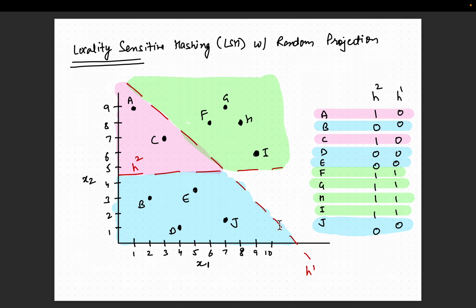Now, what do you think we will need to do? Okay, before I go on to that, the querying and the time complexity, let me discuss how you might go about doing this random projection.